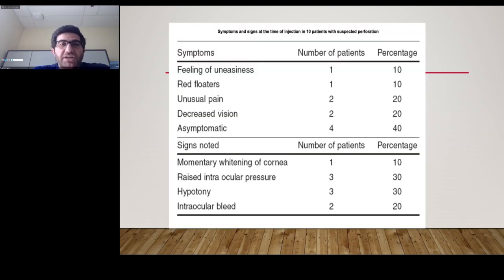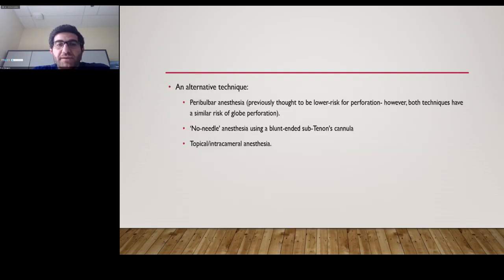The peribulbar injection also can be associated with perforation. The safer technique is to do subtenon injection of anesthetics, but the anesthesia will not be as good as retrobulbar.